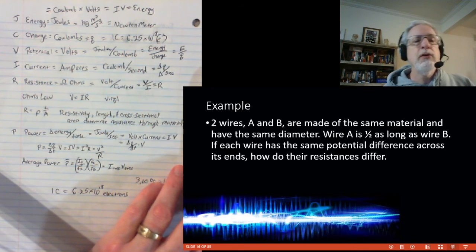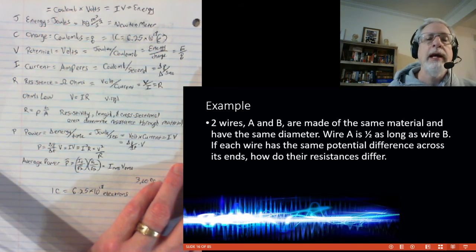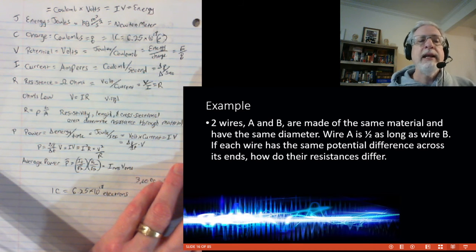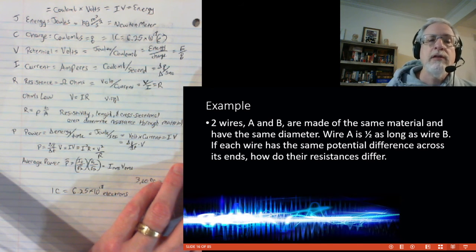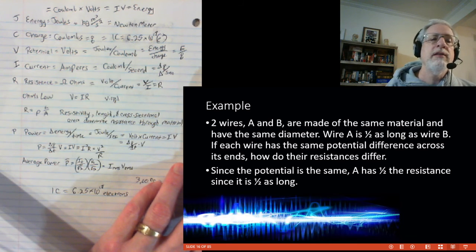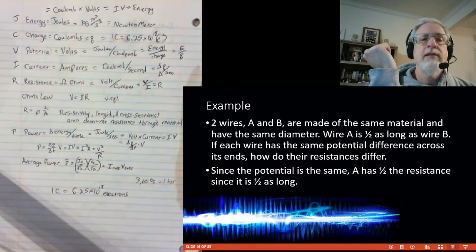Another example, 2 wires A and B are made of the same material and have the same diameter. Wire A is half as long as wire B. If each wire has the same potential difference, V is the same, how do their resistances differ? Same potential difference, how are their resistances different? Since the potential is the same, the shorter wire will have half the resistance because it's half as long.